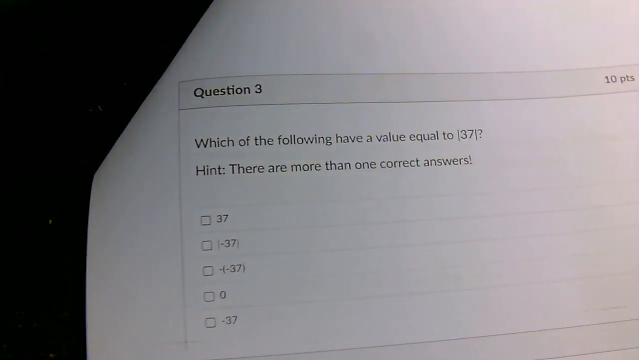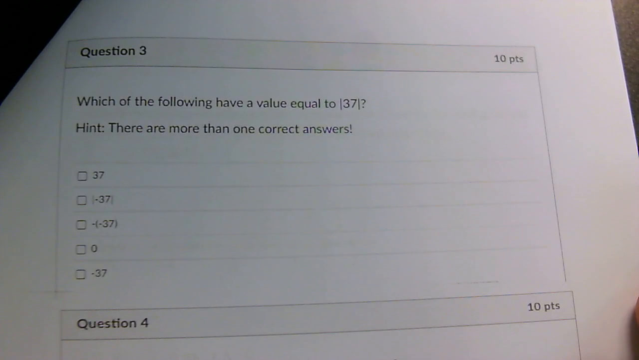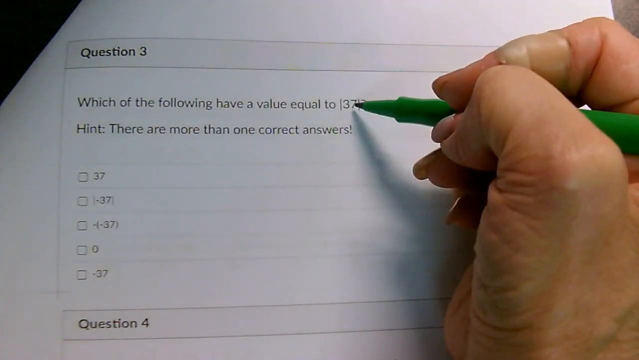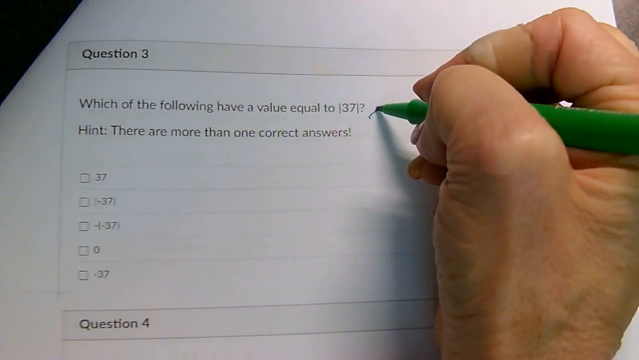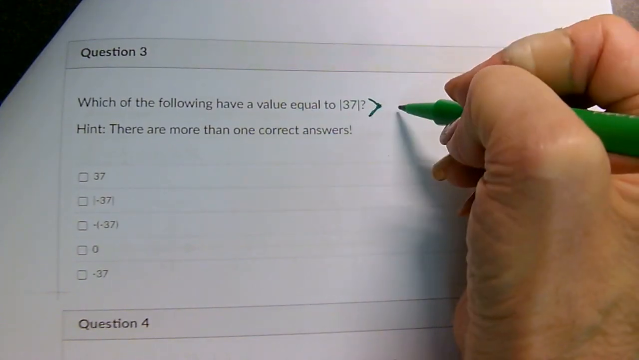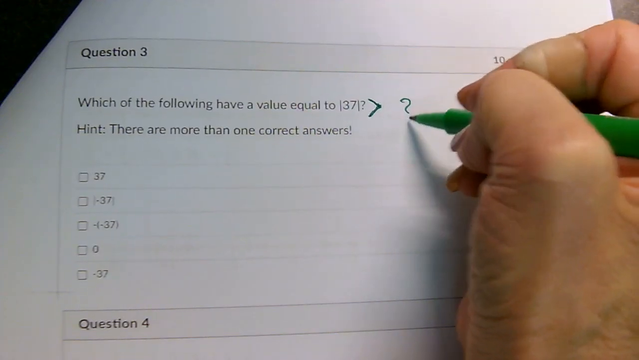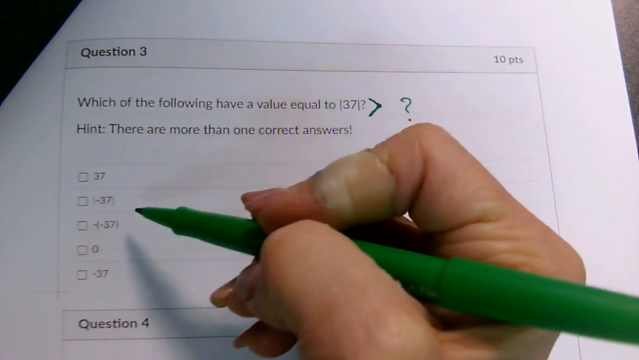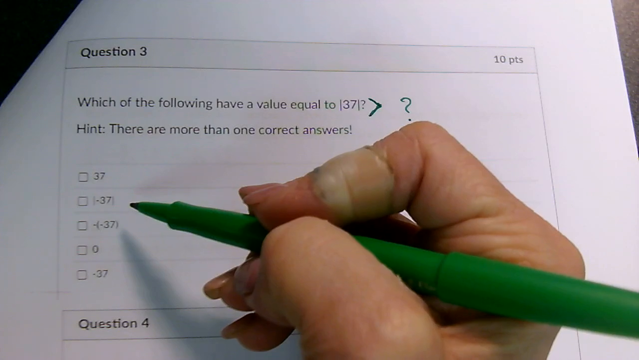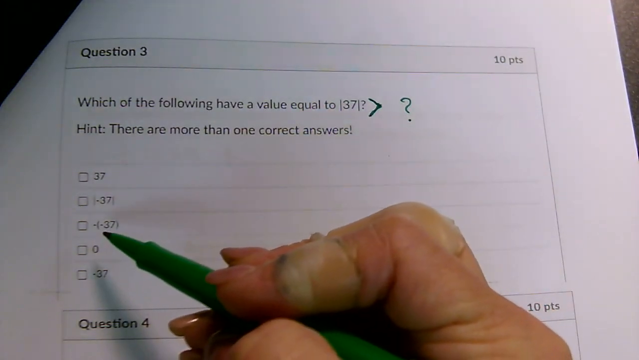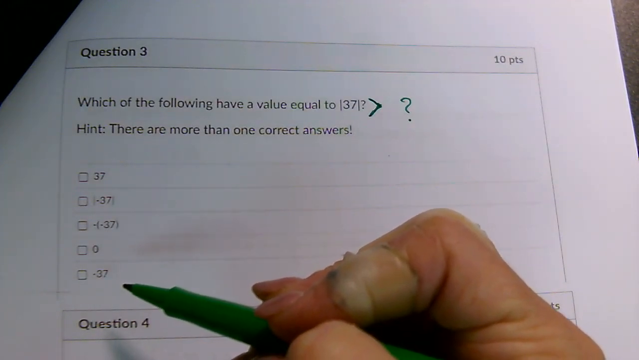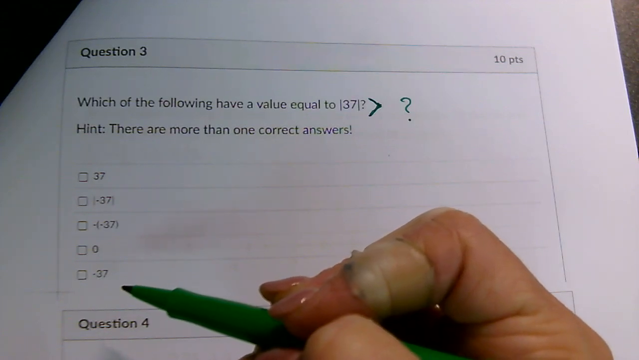and read number 3. On number 3, it asks, which of the following have a value equal to 37? But I mean the absolute value of 37. So think about what that would become if you took the absolute value of it. And which of these would also have the same value? Would it be 37, absolute value of -37, negative times the quantity of -37, 0, or -37? Just a heads up, there are 3 correct answers here.